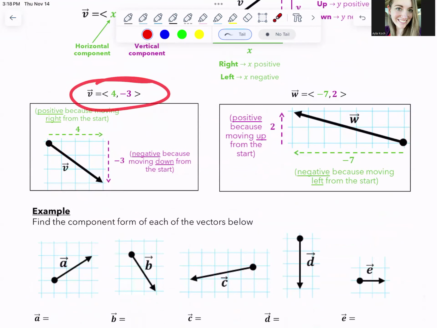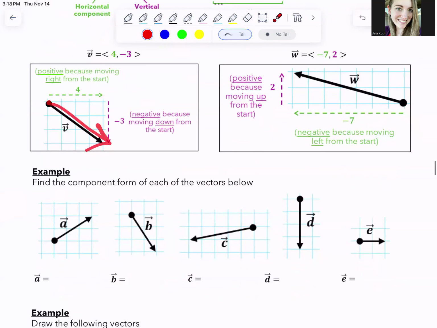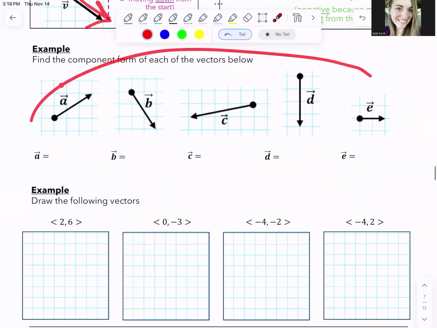So the vector <4, -3>, you start wherever, and then you go to the right, 1, 2, 3, 4 to the right, 1, 2, 3 down, and boom, that's the vector you end up drawing. So let's go ahead and do these ones here.